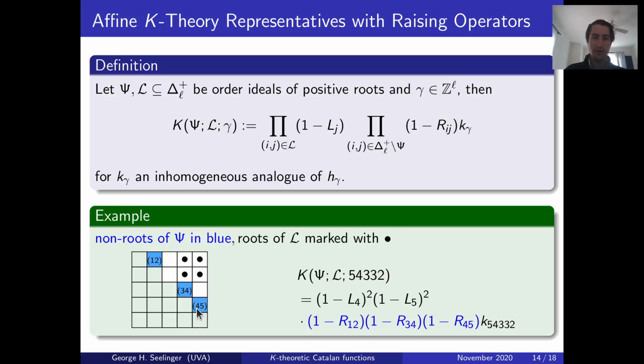You have, as before, our blue non-roots giving out some sort of raising operator expression. And then I'm going to mark the lowering ideal roots with dots here, which then contribute. You just look at their column entry, and those contribute some lowering operators.